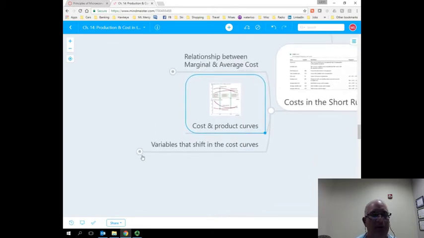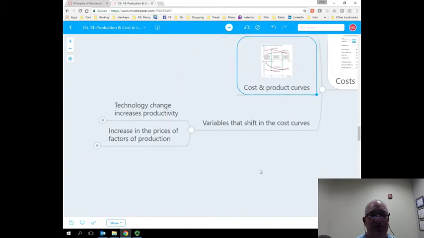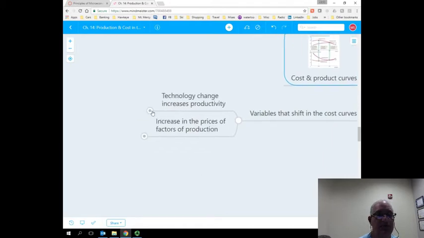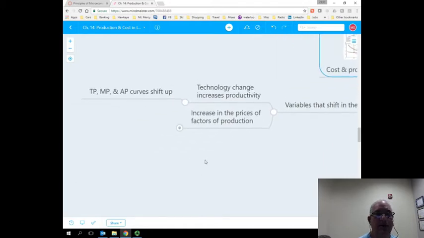One of the more important things we need to look at are variables that can shift the cost curves. Okay, things that can move them. Two things that can shift them are technology, some type of technological change that increases productivity, and then an increase in the prices of factors of production. Okay, technology change, which increases productivity, would result in the total product, marginal product, average product curves shifting up.